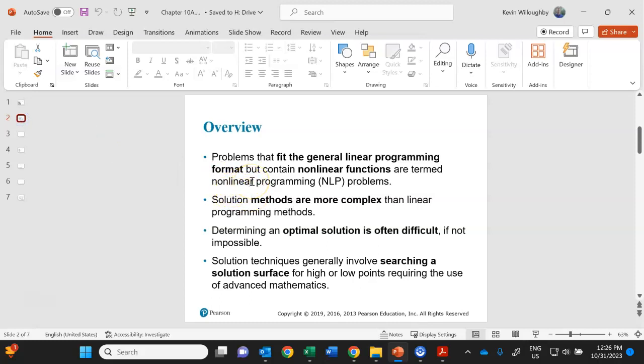As it says there, the problems generally fit the linear programming format, but they contain non-linear functions, and therefore are termed non-linear programming, NLP, type problems. The difference is the curves we're going to draw are not going to be straight lines, and it's more complex and more difficult to pinpoint the optimal solution and optimal regions. Difficult, but as it says there, not impossible.